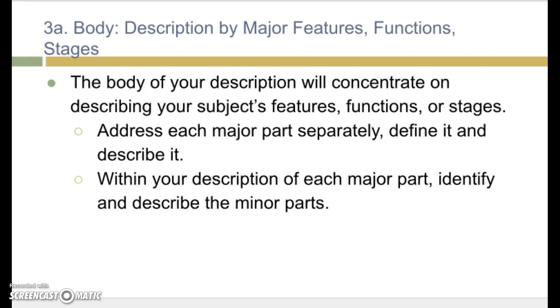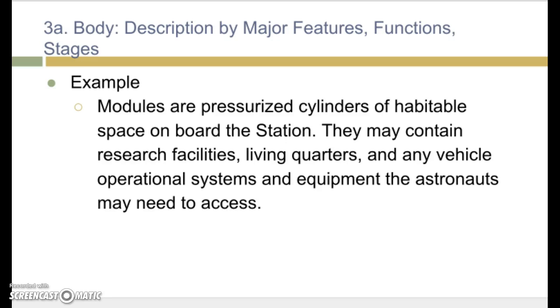After completing the introduction, we move into the body of the technical description, and the description can be by major features, functions, or stages. You would address each major part separately, define it, and describe it. Within your description of each major part, identify and describe any minor parts associated with it. Here's an example. Modules are pressurized cylinders of habitable space on board the station. That's the major part, by the way, the module. They may contain research facilities, living quarters, and any vehicle operational systems and equipment the astronauts may need to access. Now, each of these items are minor parts or minor aspects of the major feature, which is the module.